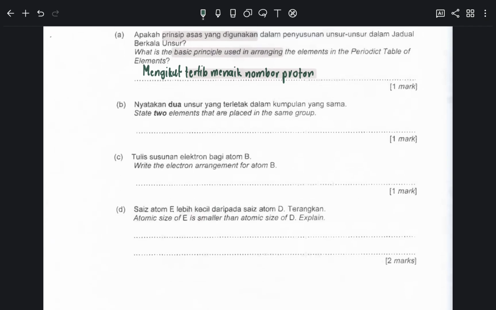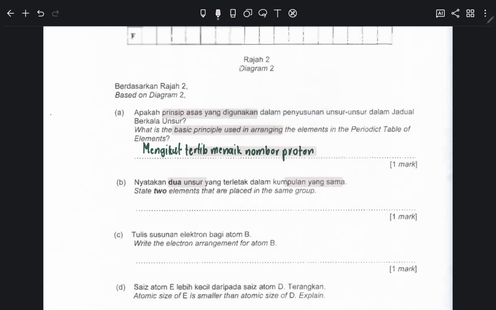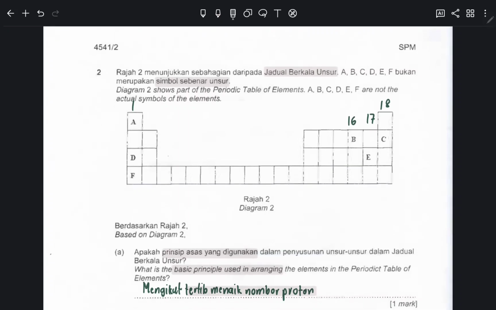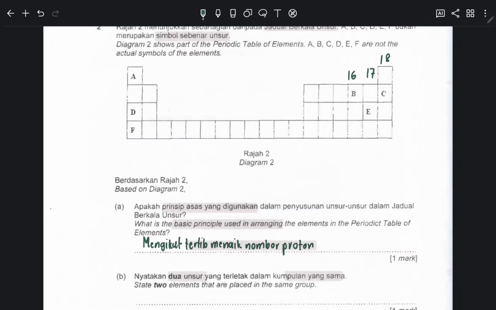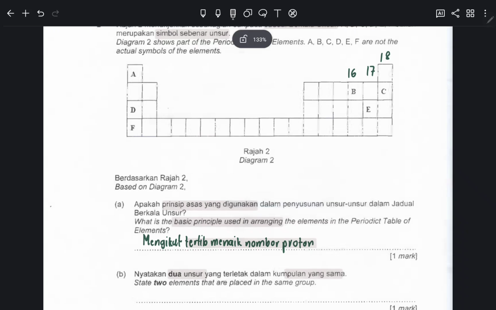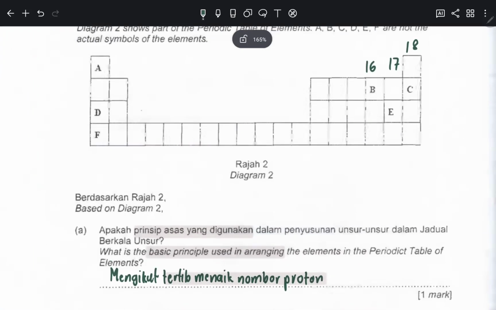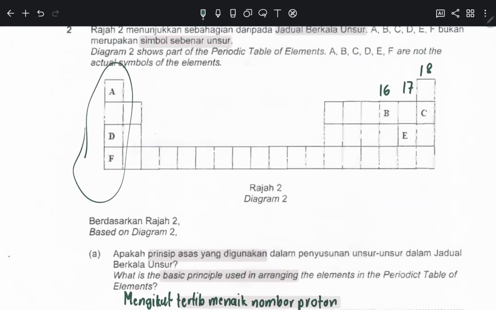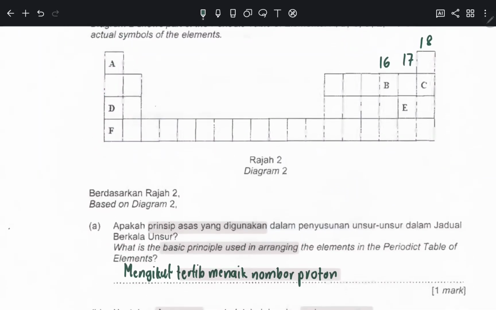Okay, dua unsur yang terletak dalam kumpulan sama, two elements placed in the same group. So how you see your group? Everything going macam ni. Yang pergi macam ni, the same group. So yang mana the same group? And dia kata dua unsur je, so mana-mana dua lah. Mana-mana dua pun still you ada restriction, which is this one lah. Ini di kumpulan yang sama, in the same group. So you kena ambil yang inilah.